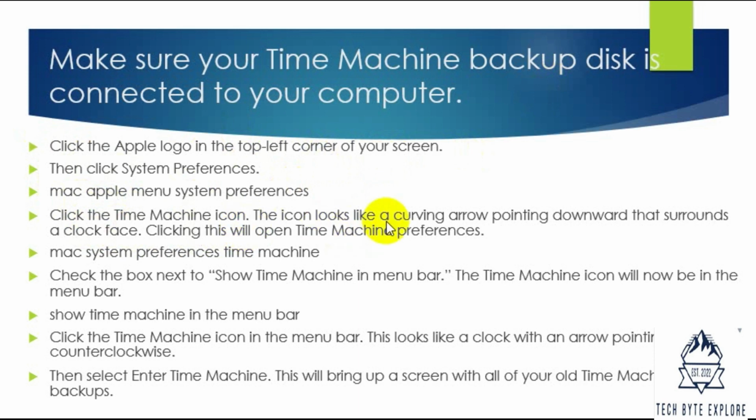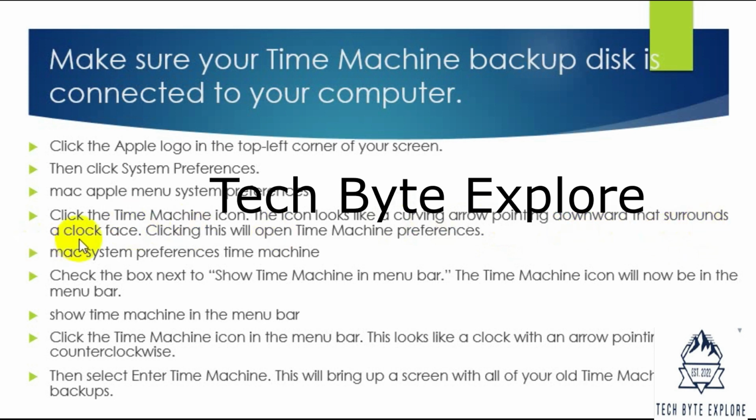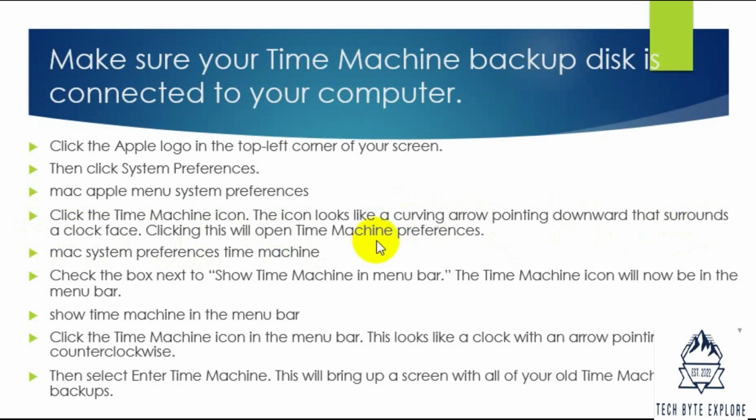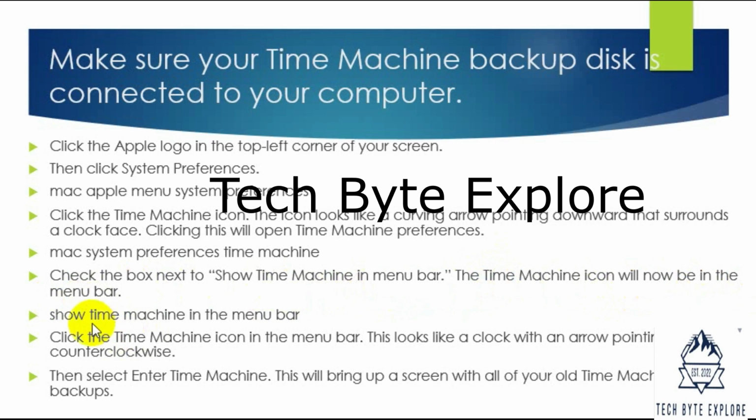The icon looks like a circular arrow pointing downward that surrounds a clock face. Clicking this opens Time Machine system preferences. Check the box next to Show Time Machine in menu bar. The Time Machine icon will now be in the menu bar.